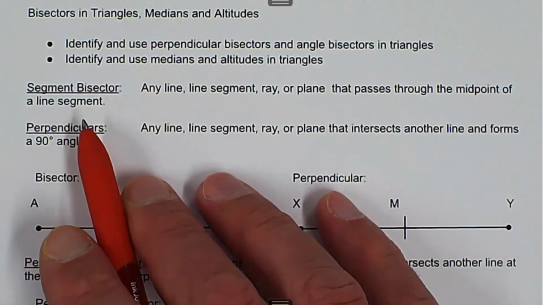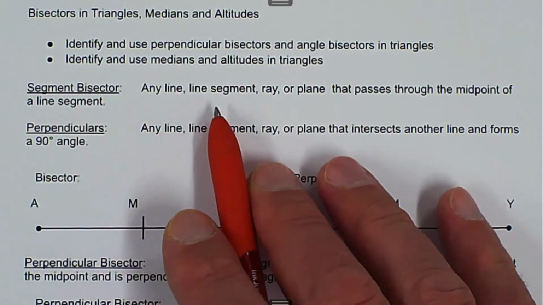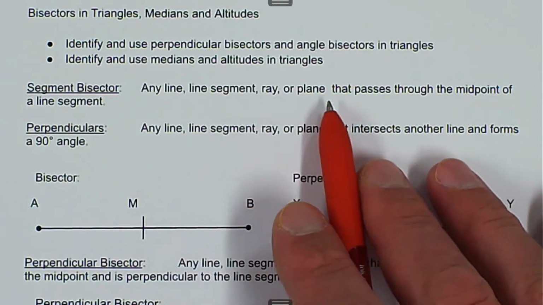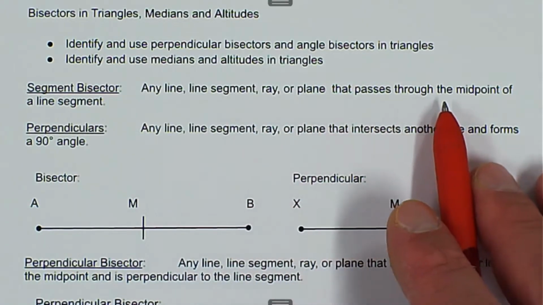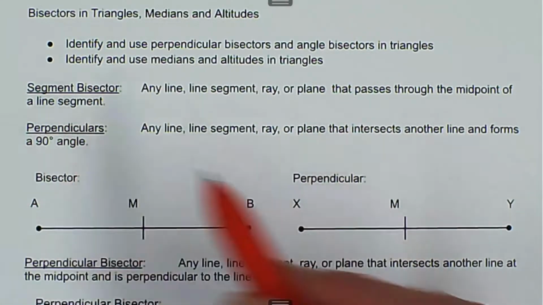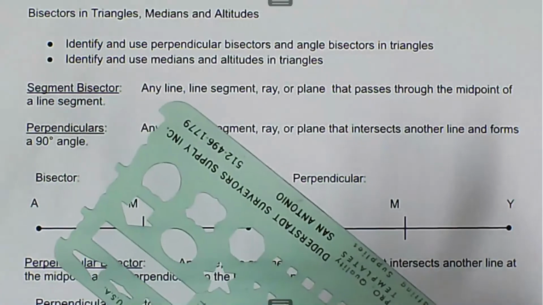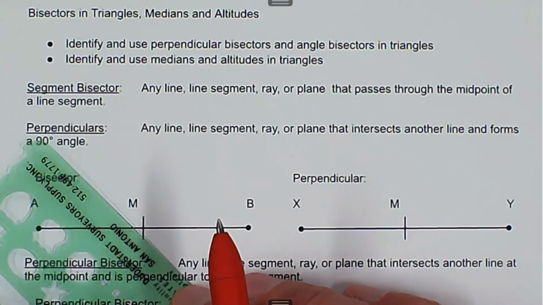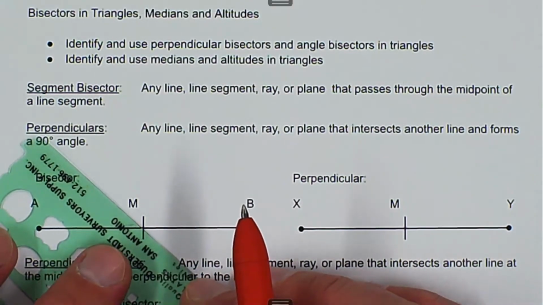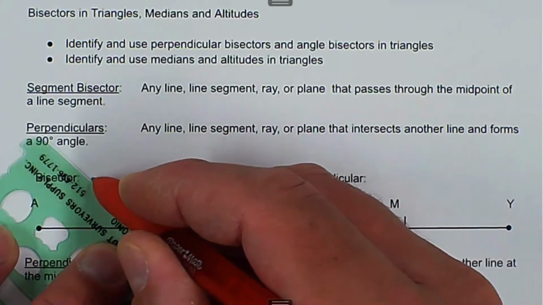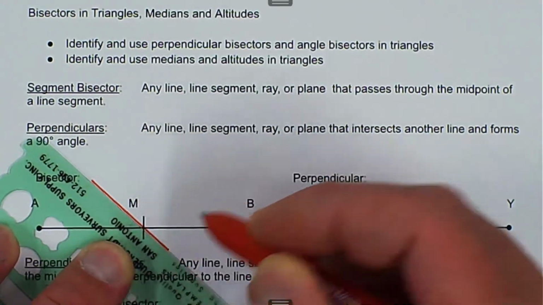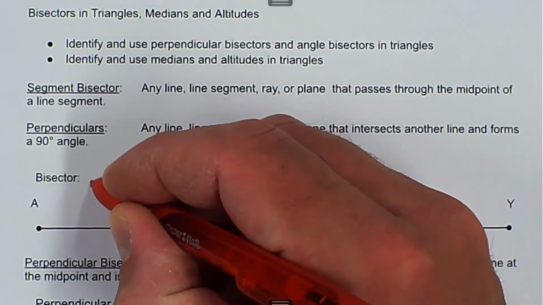So, segment bisector: any line, segment, ray, or plane that passes through the midpoint of a line segment. In this case, we have the middle marked of line segment AB, and we're just talking about the segment bisector. So I'm going to just draw any line. The only important part is it has to go through the middle. So this is the bisector.